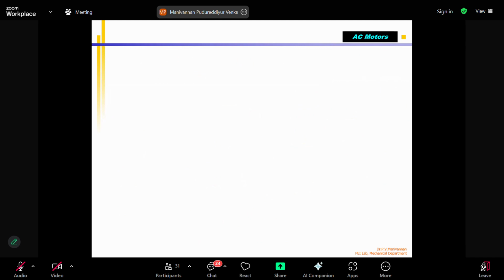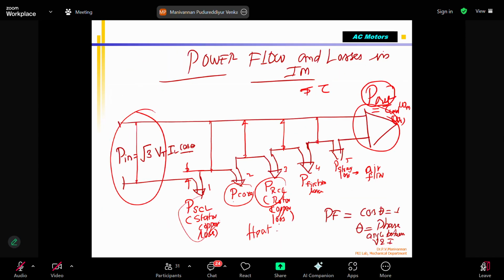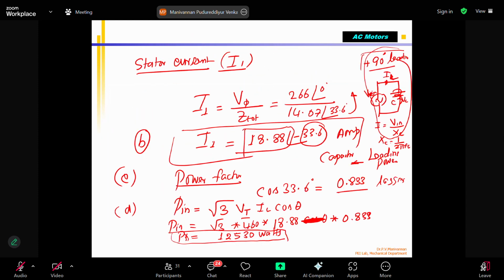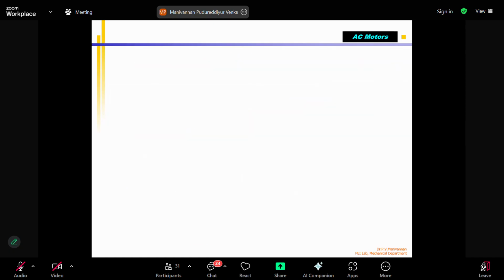Next, what we are going to compute is P out. We saw many power losses happening in the figure. We computed the input power. After that, we want to find out P out. For P out, you have to subtract PSCL, P core, PRCL, friction, stray, and any other losses, one after another, to get the final P out. That means you need to compute the other power losses. We computed the input power. Now we need to find out the losses so that we can find the output mechanical power.